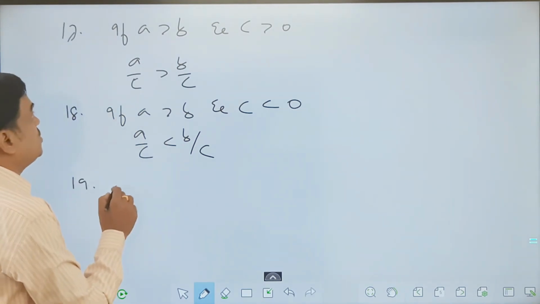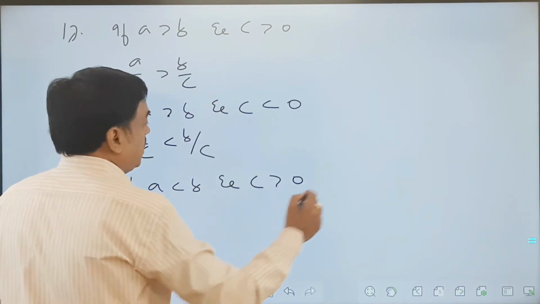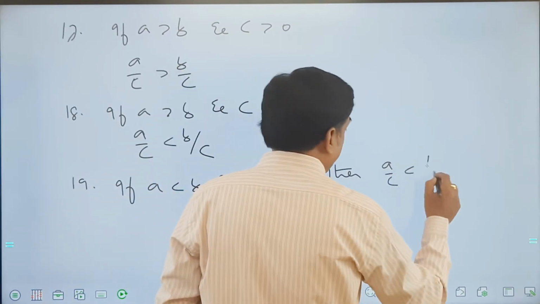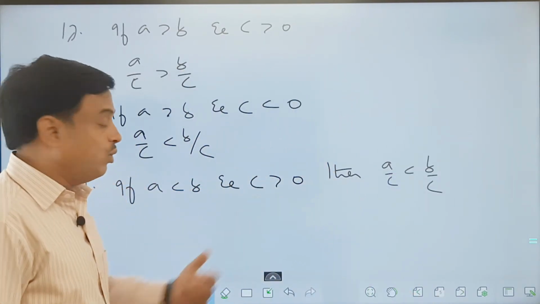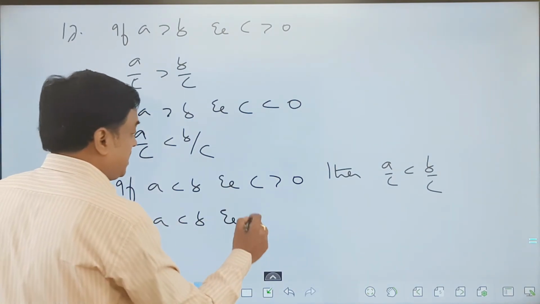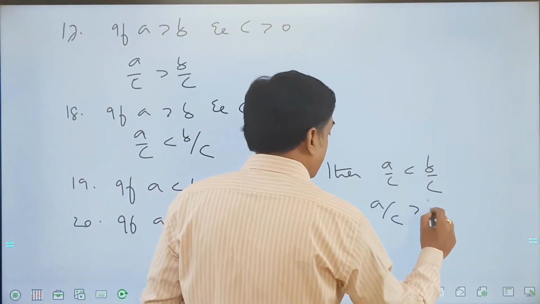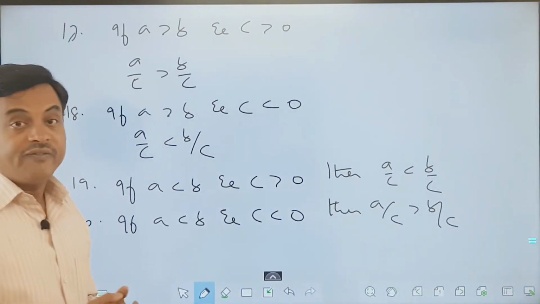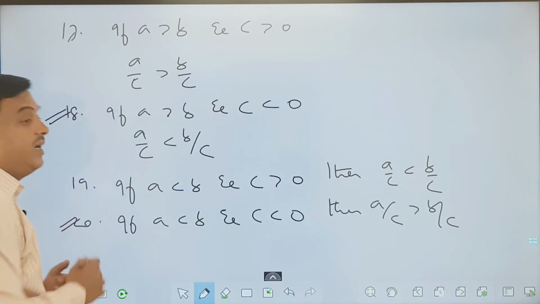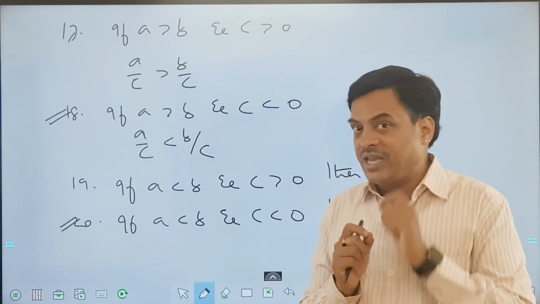And similarly, the continuation here: if A is less than B and C is greater than 0, then I can say A by C will be less than B by C. C is positive, no change. But if I say A is less than B with C a negative value, then A by C will be greater than B by C, is what I get as a final conclusion. So this is again where the inequality is changing. Just keep an eye on where the inequality changes. That is very, very important.